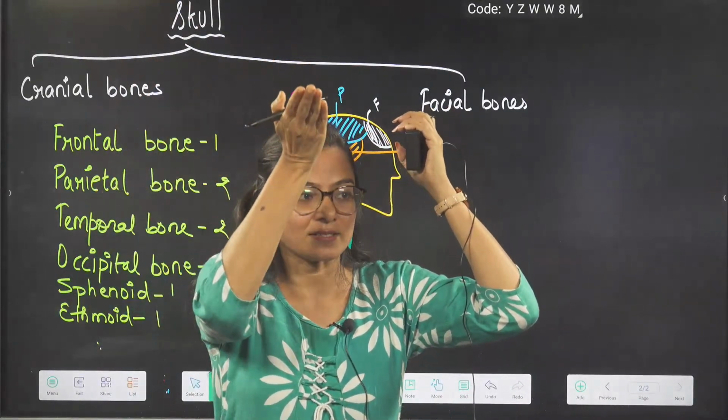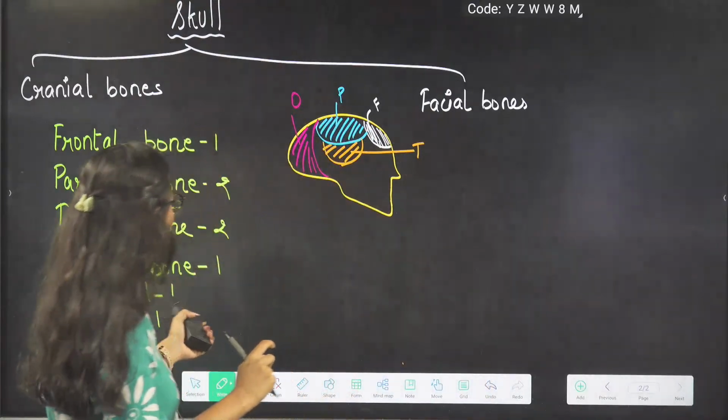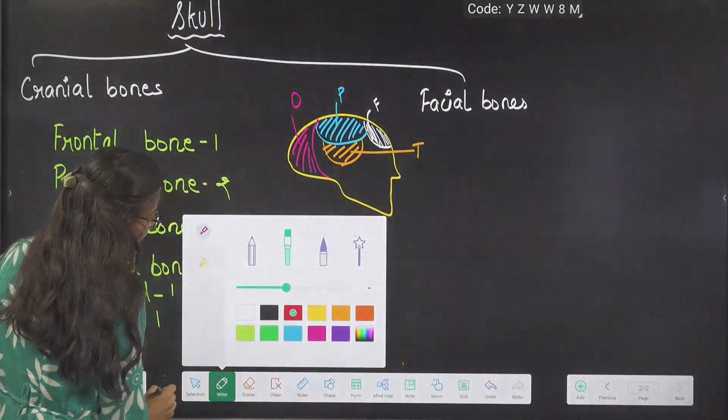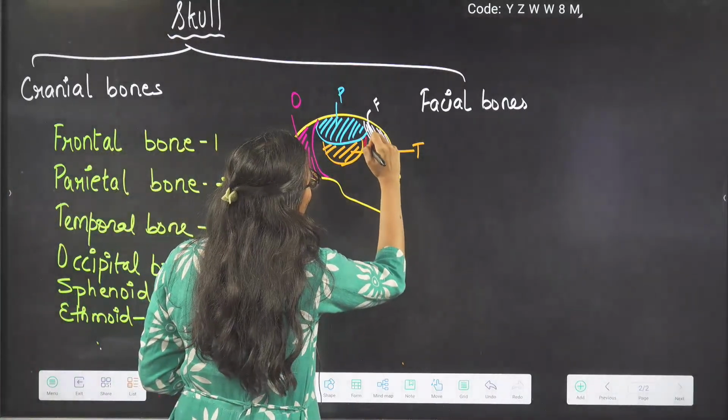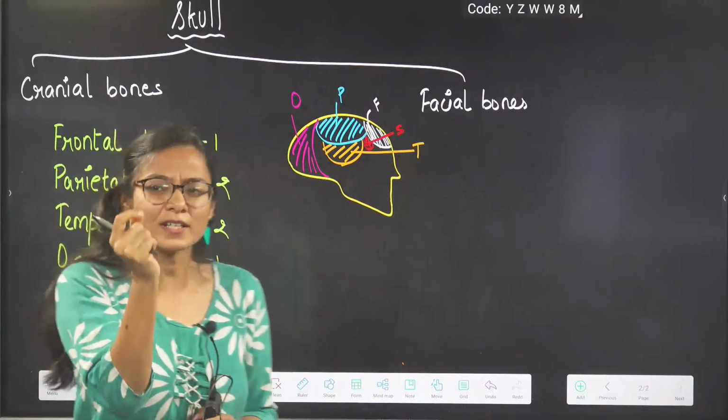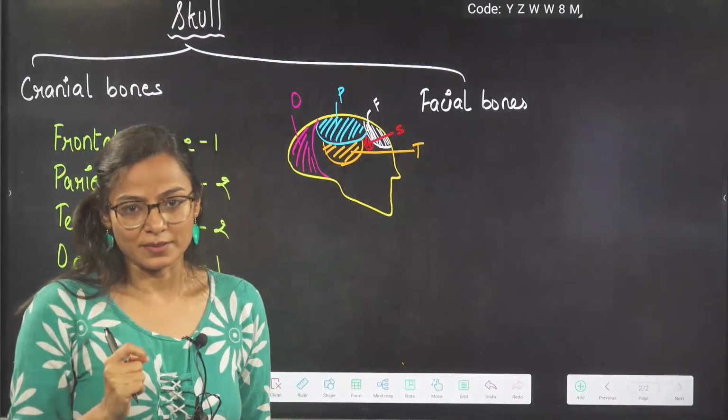Then at the base, you can see this bone that is called sphenoid. In this diagram it is difficult to draw, but a little bit of this bone is visible from the side over here. So I'll just make a small bone over there. From the side, very little portion is visible, right?